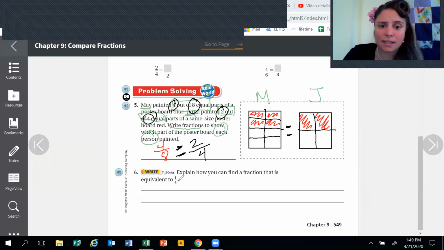All right, for number 6, explain how you can find a fraction that is equivalent to 1/4. And you guys have a couple of different strategies, so figure that out and then explain it. How did you find it out? Did you draw a picture? Did you think about doubling the numbers?